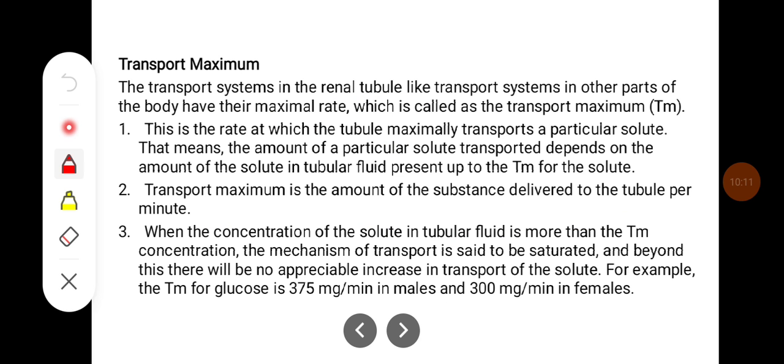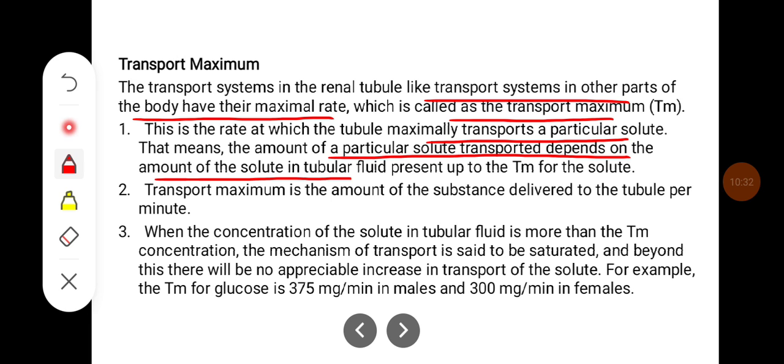Coming to transport maximum, the transport systems in the renal tubule, like transport systems in other parts of the body, have their maximal rate, which is called transport maximum. This is the rate at which the tubule maximally transports a particular solute. That means the amount of a particular solute transported depends on the amount of solute present in the tubular fluid, up to the transport maximum for the solute.